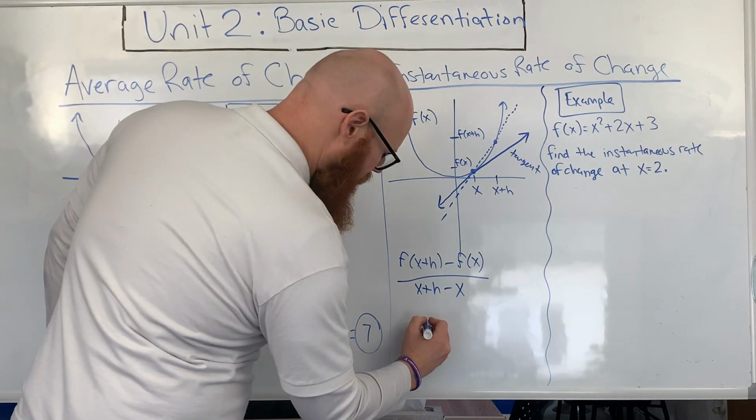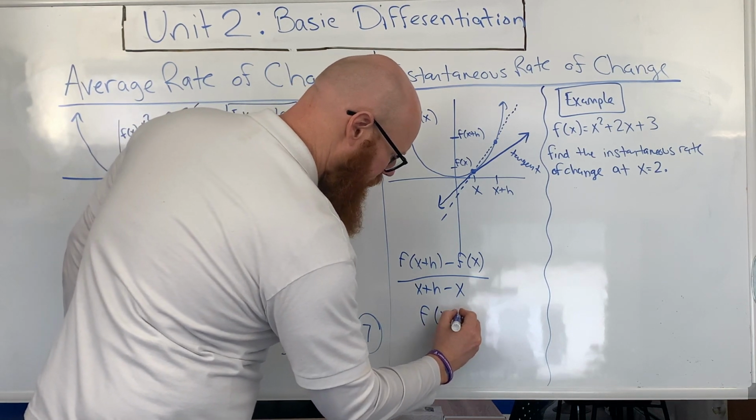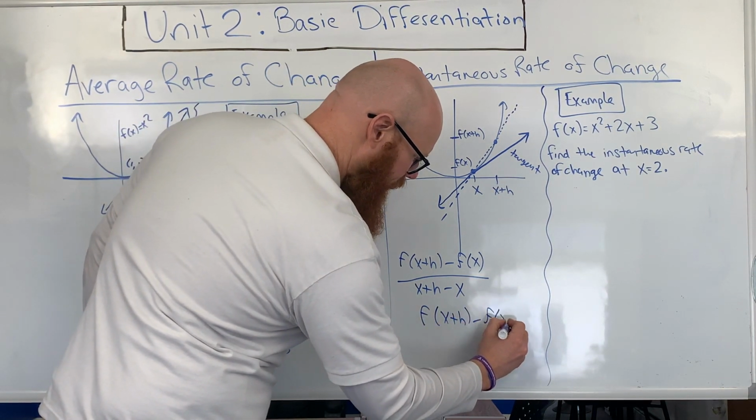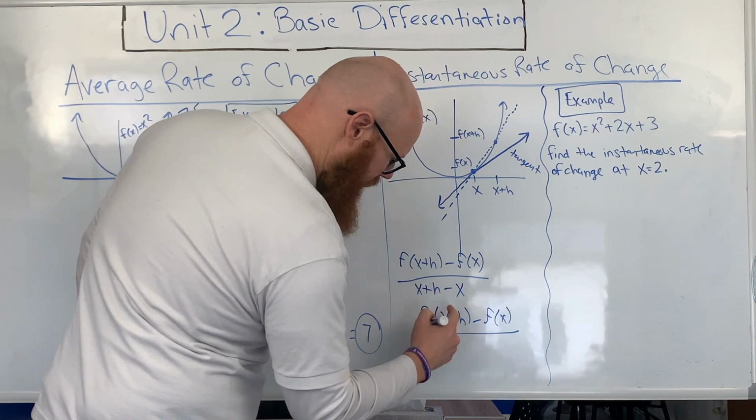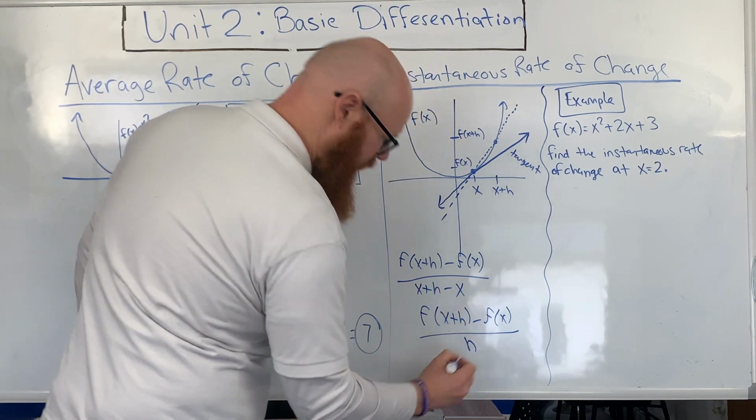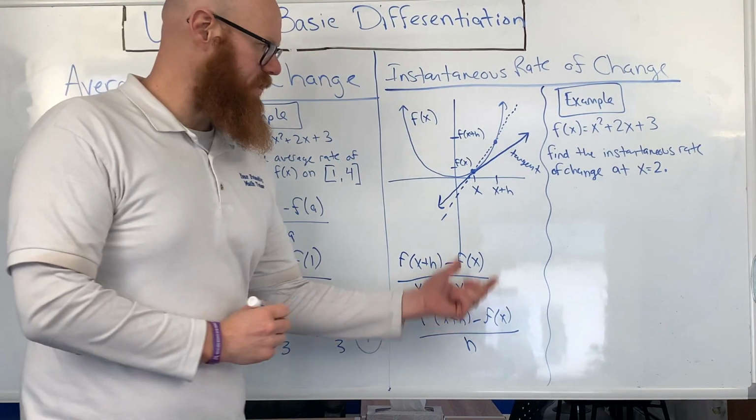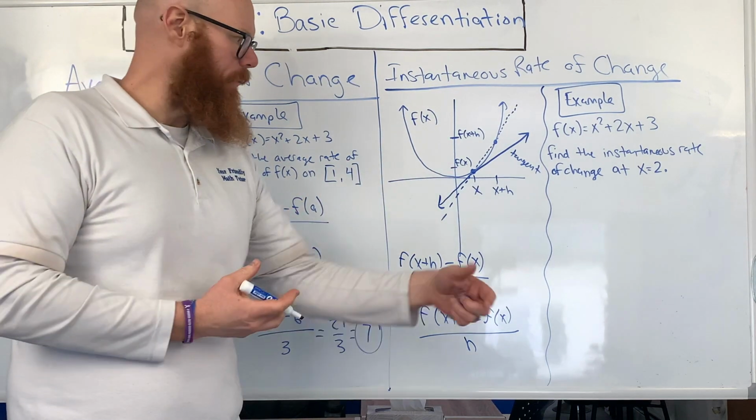We simplify this a little bit. That is f of x plus h minus f of x over h, the h's cancel... Okay, so that gives us the slope of a secant line in general.